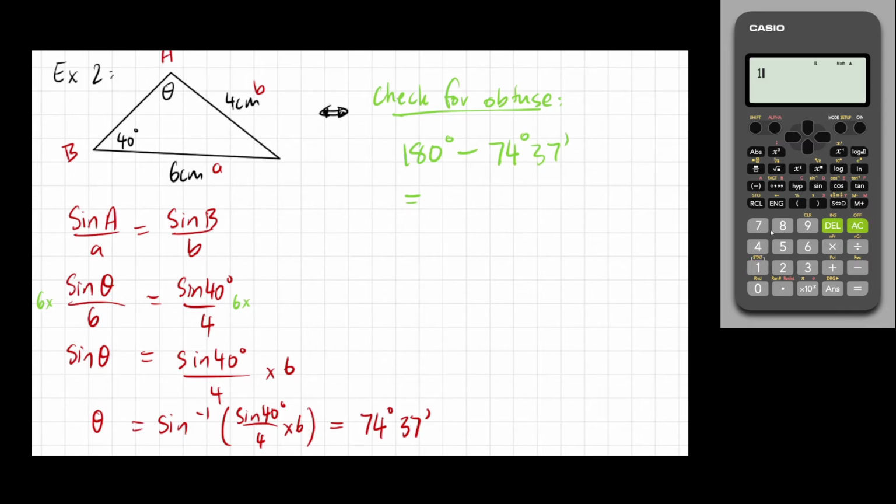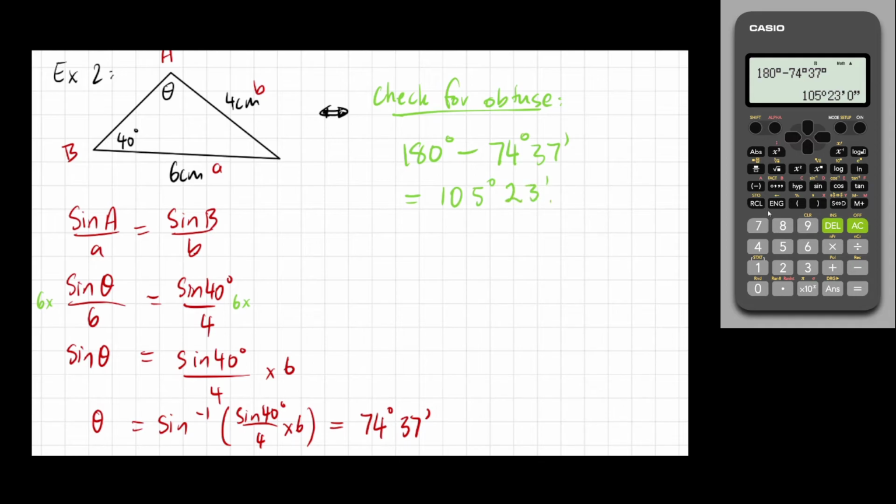So let's do it. 180 degrees minus 74 degrees 37 minutes, which is 105 degrees and 23 minutes.